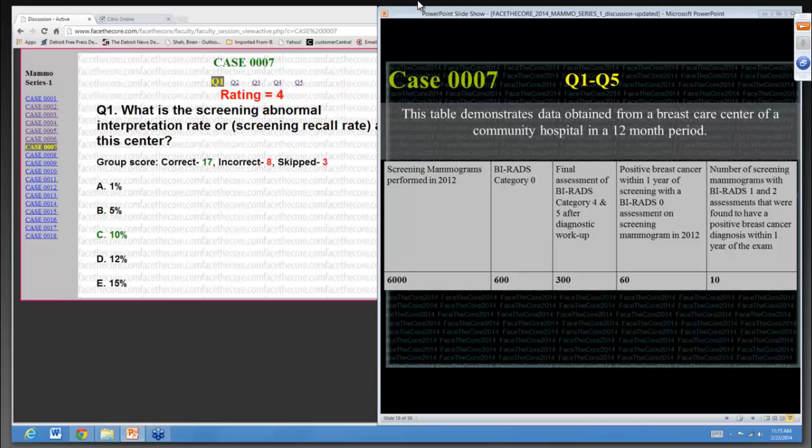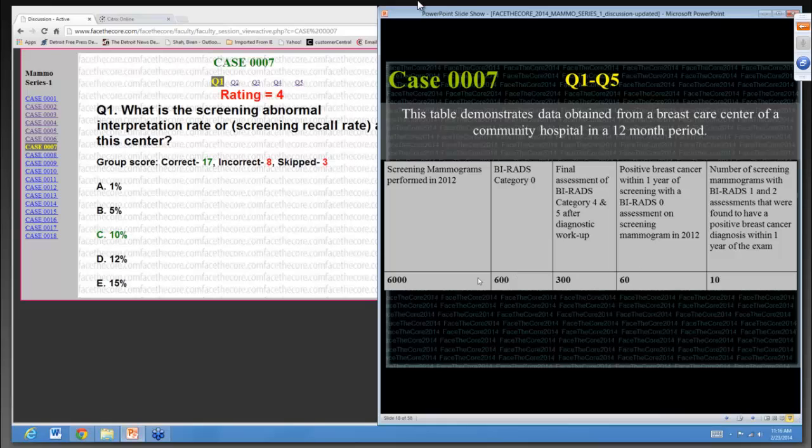Now we're in case number 7. In case number 7, this table demonstrates data obtained from a breast care center of a community hospital in a 12-month period. And this is really a question of an audit of a breast practice. It's commonly done and should be done to assess certain parameters of how your radiologists are performing and practicing breast imaging, to make sure that your radiologists are practicing at the standard of care that's deemed acceptable.